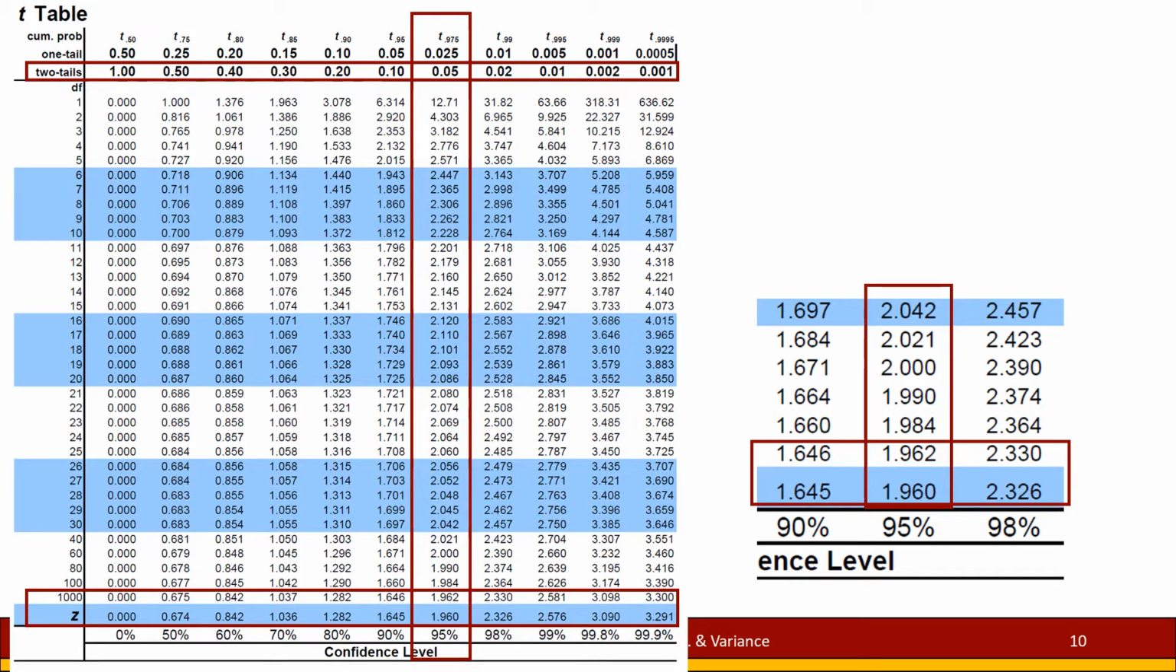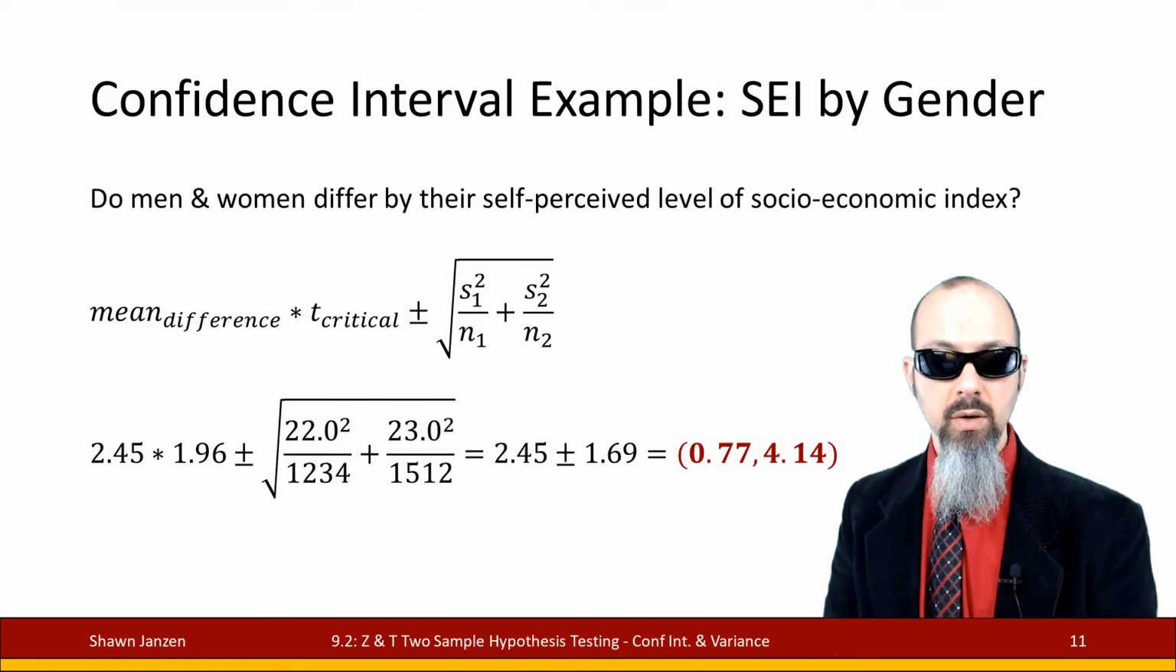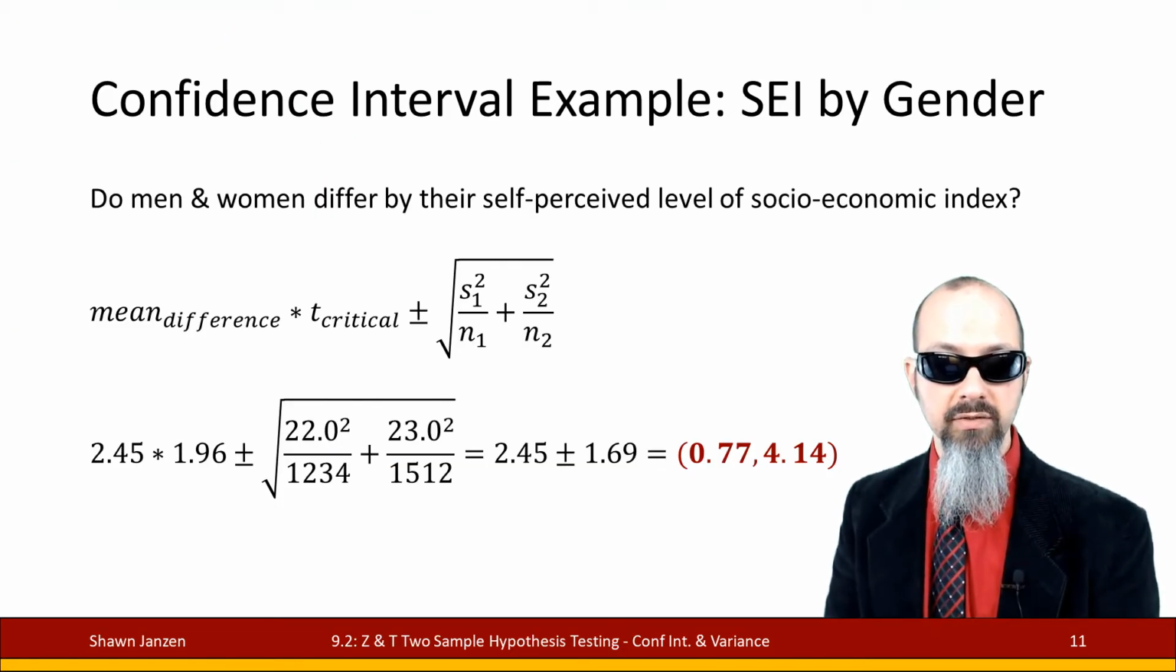And so we can see that with degrees of freedom of 1,000 in our column for alpha, we have a t critical value of 1.962, and anything higher than that really starts to approximate z at 1.96. So let's go ahead and continue to construct our confidence interval by gender.